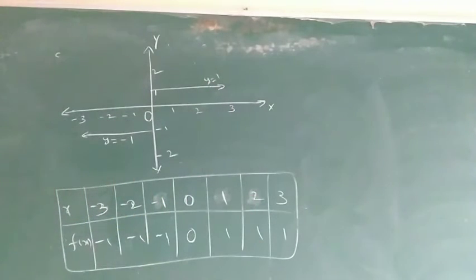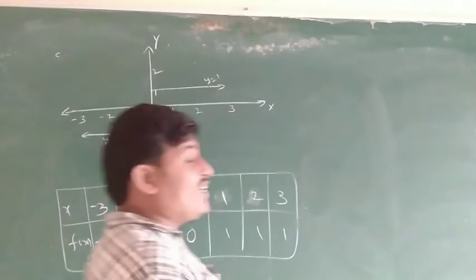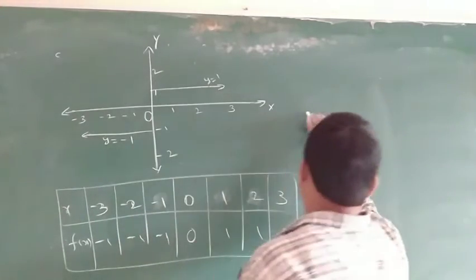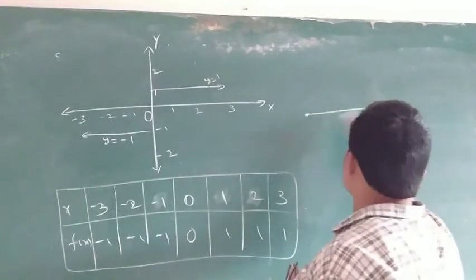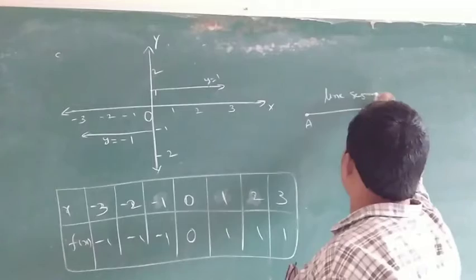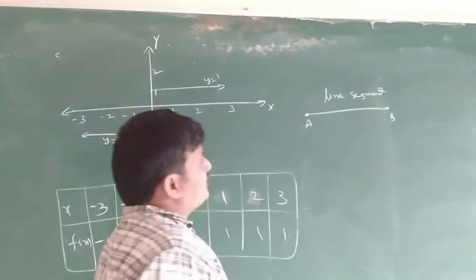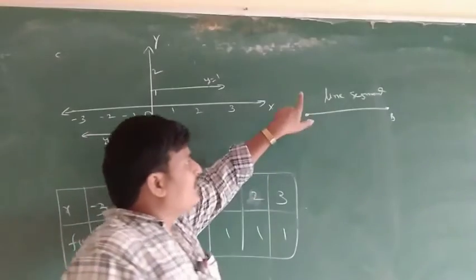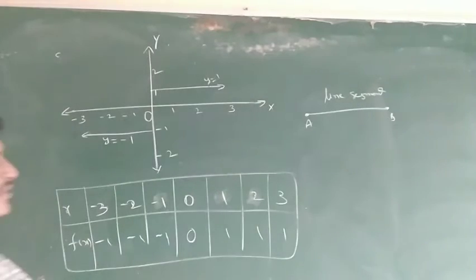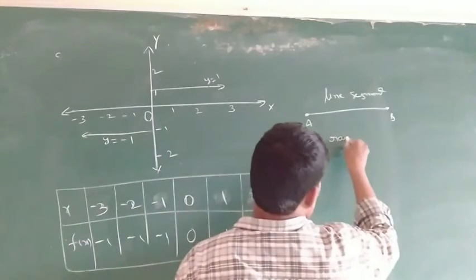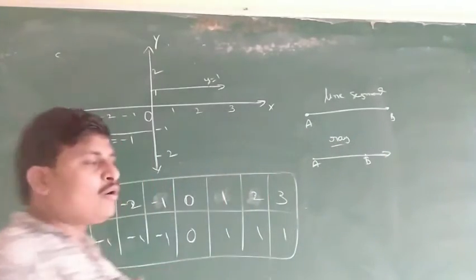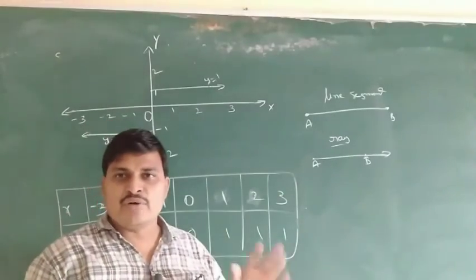Arrow means, you know, arrow. Signum: line segment, ray, or straight line. You know the difference? This is a line segment. A line segment has a starting point and an ending point. So what is a ray? A ray has only a starting point. There is no ending point.